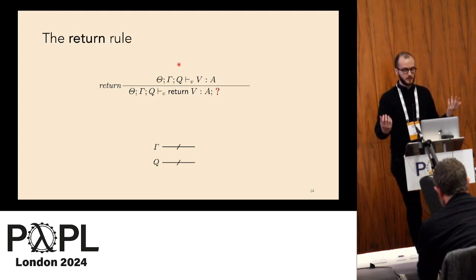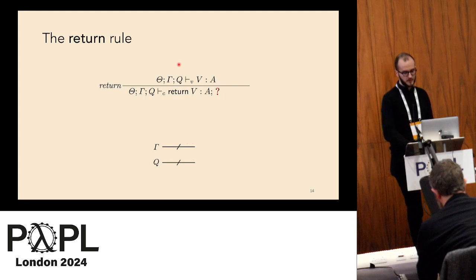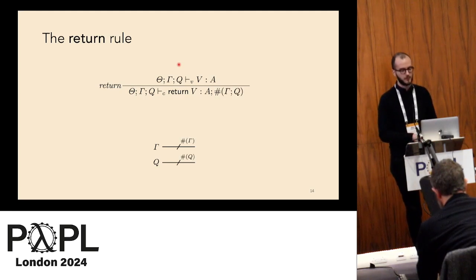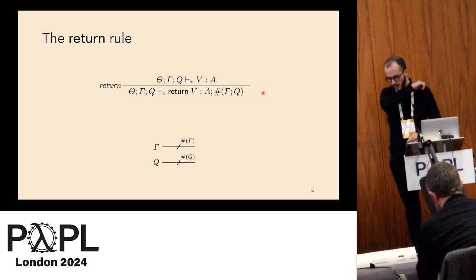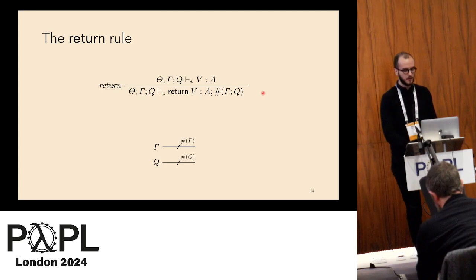What is the width of the circuit? Well, the only way that we have to conclude something about the width of the circuit is to find out how many wires are contained in gamma and Q. We denote this quantity with the hash symbol, which we read as the wire count of gamma and Q, as a shorthand. And this is a central element of our type system.